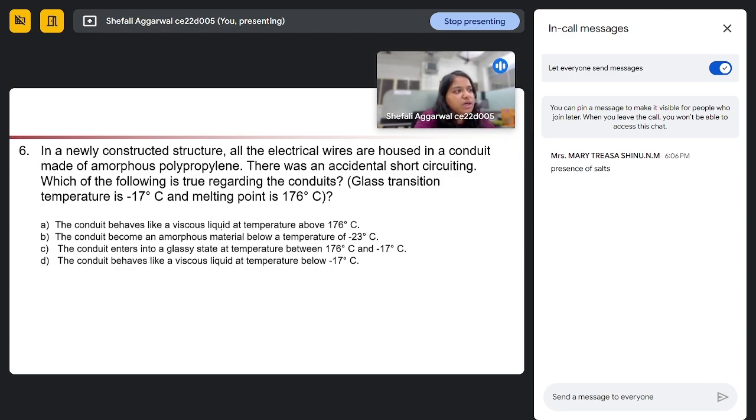The conduit behaves like a viscous liquid at temperature above 176. It behaves as an amorphous material below temperature of minus 23. It enters into a glassy state at a temperature between minus 176 and minus 70. The conduit behaves like a viscous liquid at a temperature below 17 degrees Celsius.